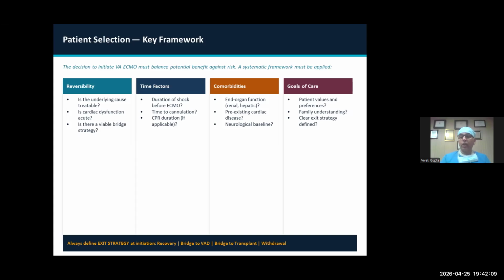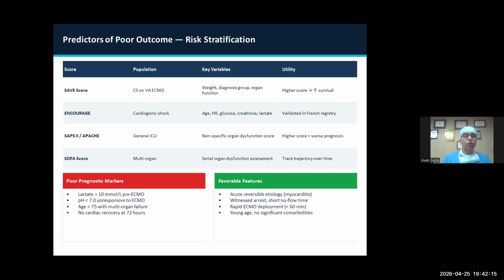If not the working, the recovery, then what should be our exit strategy? That's possibly the most important thing we should keep in mind. You can predict various scores for cardiogenic shock. We can have SAVE scores to look for that: what's the possibility of survival, or on the different scores, ENCOURAGE scores or other scores.